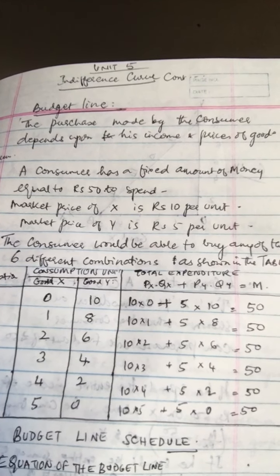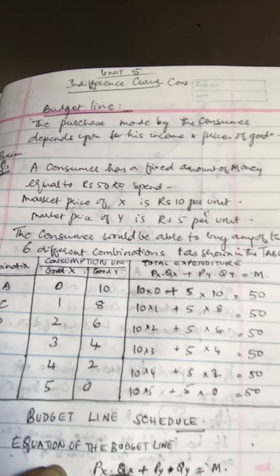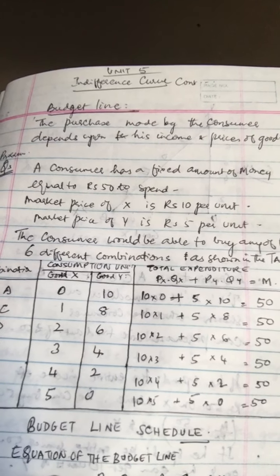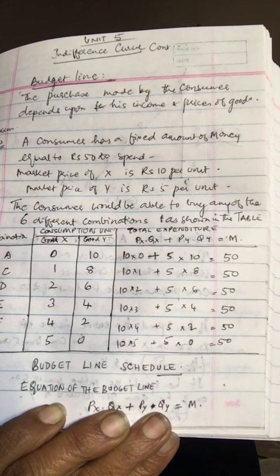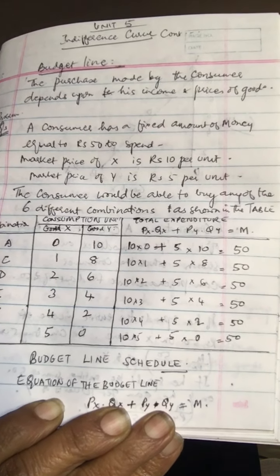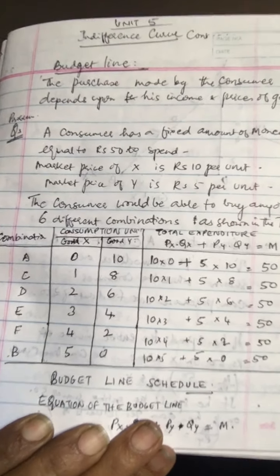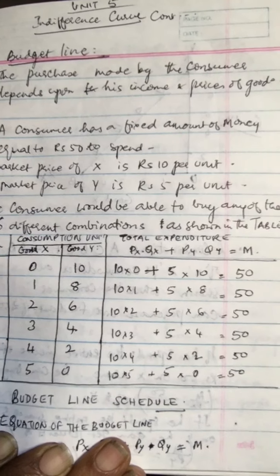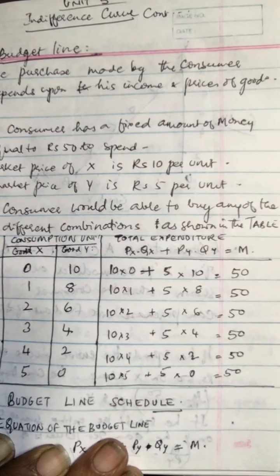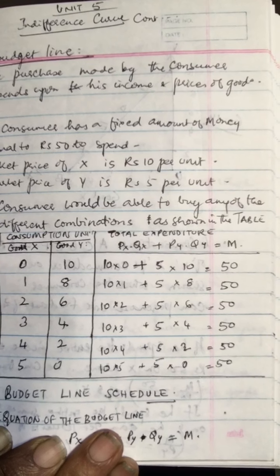So the consumer would be able to buy any of the 6 different combinations by spending rupees 50 as shown in the table. The total expenditure works out to be price of X into the quantity of X plus price of Y into quantity of Y. That's how we've done it. Let's take combination A. What do you find in combination A? Price 10 into 0, that is 0, plus 5 into 10 is 50. So he's got 50 rupees to spend. He can spend it fully on purchasing good Y, buying nothing of X.